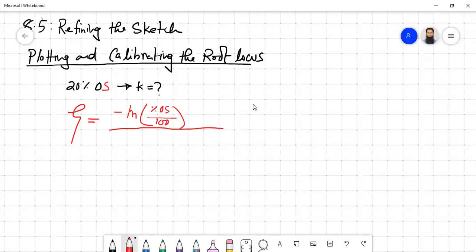So zeta equals minus ln of percentage overshoot divided by 100, divided by the square root of pi squared plus ln squared of percentage overshoot divided by 100. So basically 0.2, and now if you plug in the values, you are going to get 0.4559.